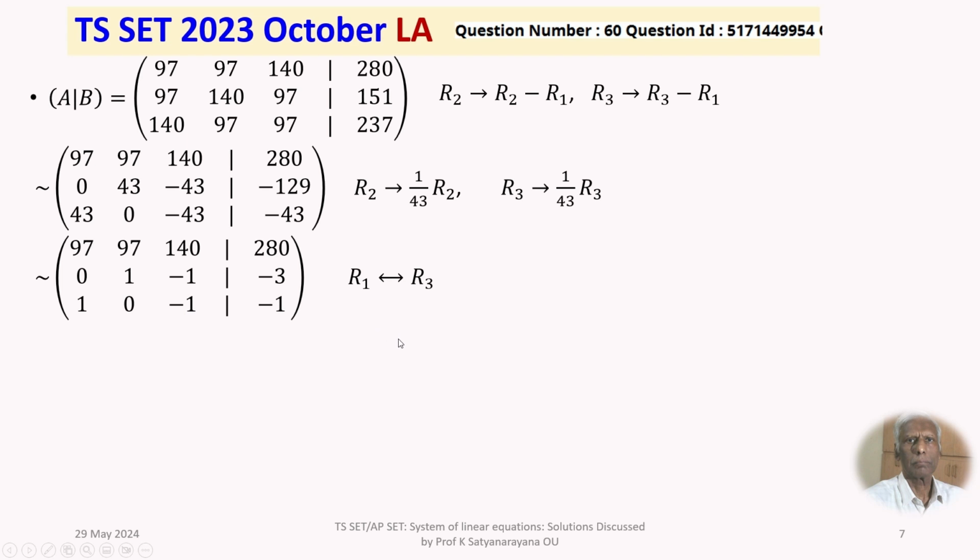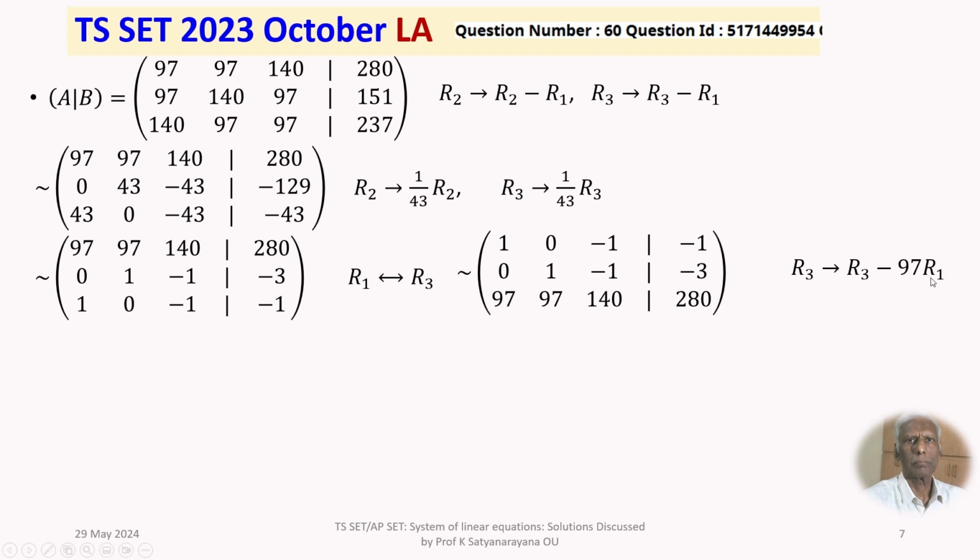For executing elementary transformations, that will be easier. So exchange the first row and third row: the third row has become the first row, and the first row has become the third row. Now make this third row first column element 0. So that's R3 is R3 minus 97 times R1.